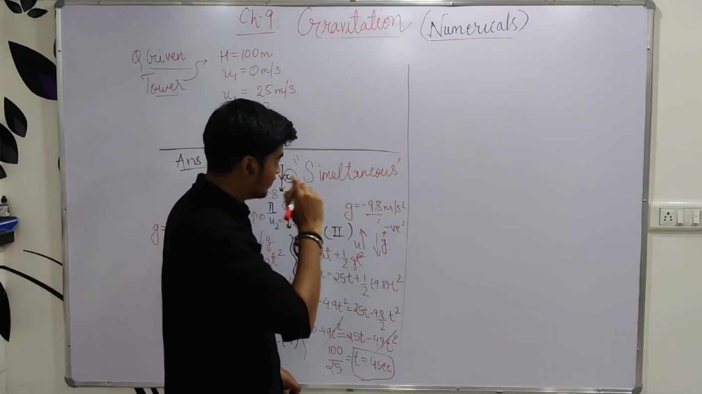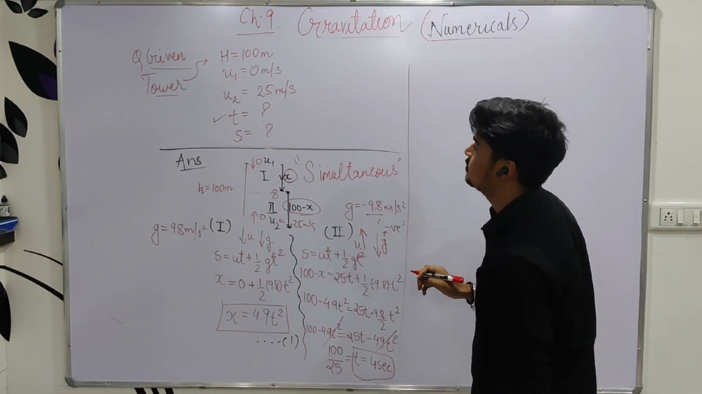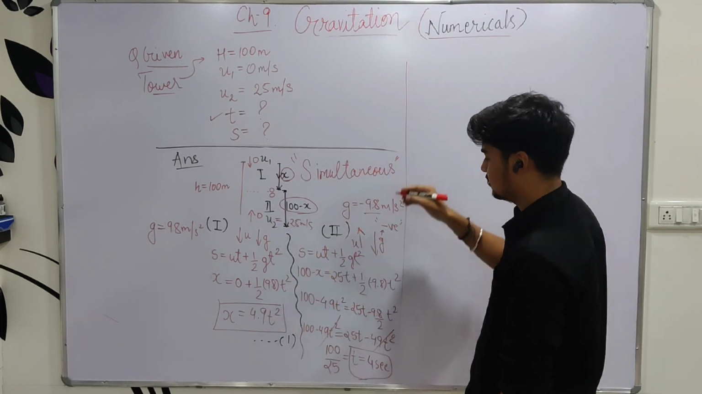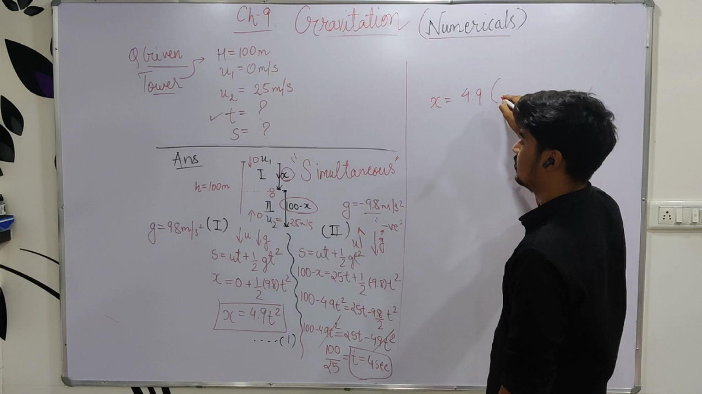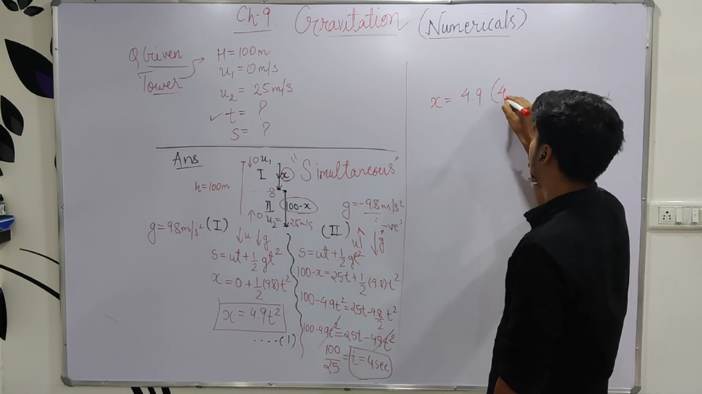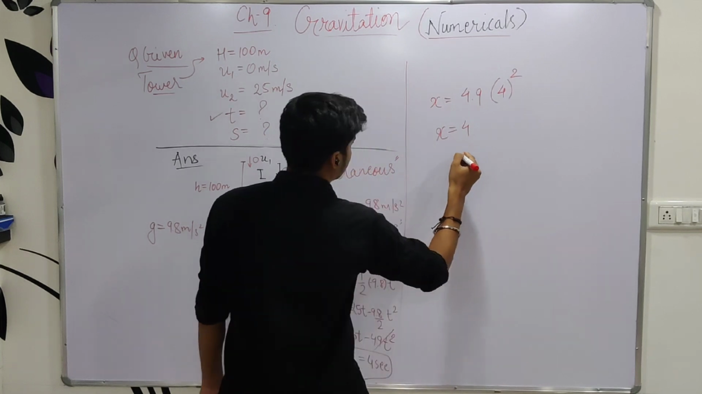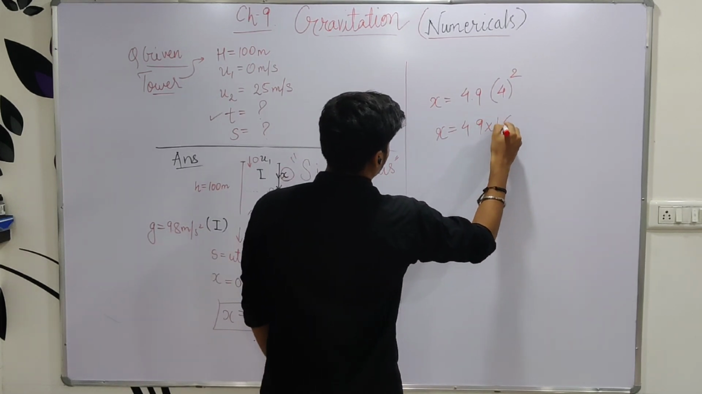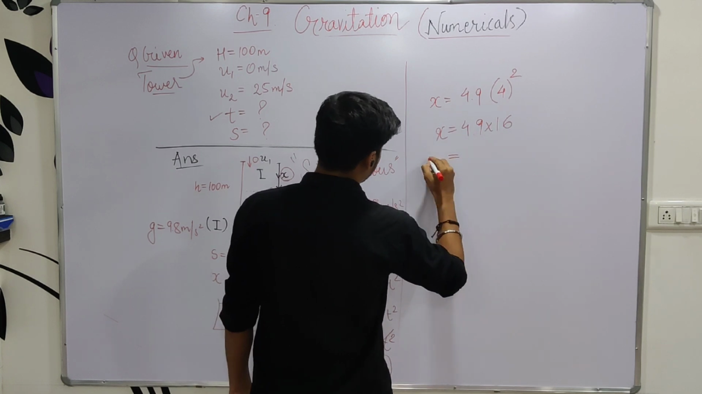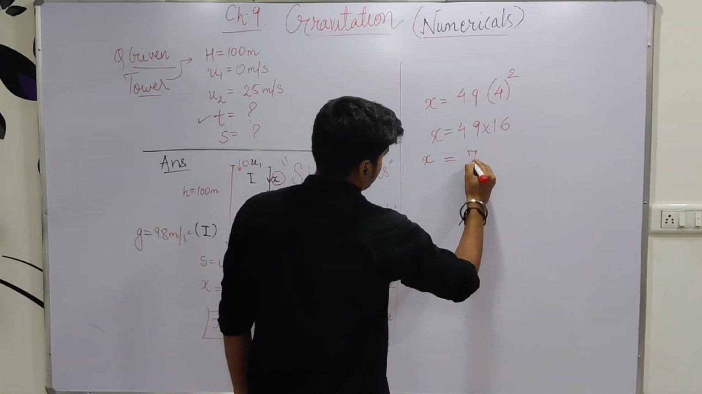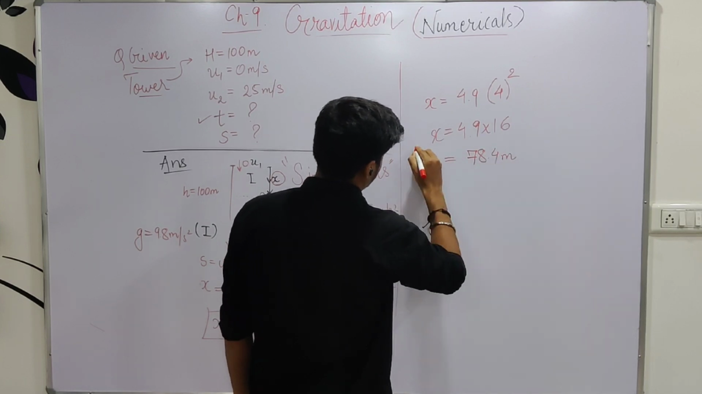Coming to the next, that is distance. We also need to calculate. You can put the value of t in any of the equations. Let's put it in the first, 4.9, and t is 4. So x will be equals to 4.9 into 4 squared, 16. On multiplying, I will get 78.4 meter.